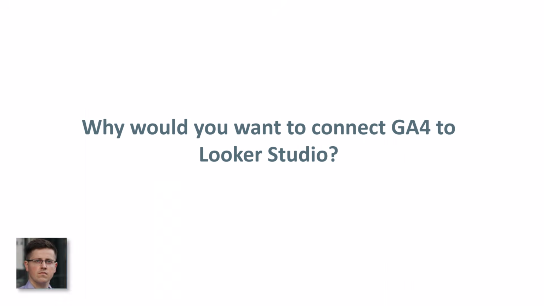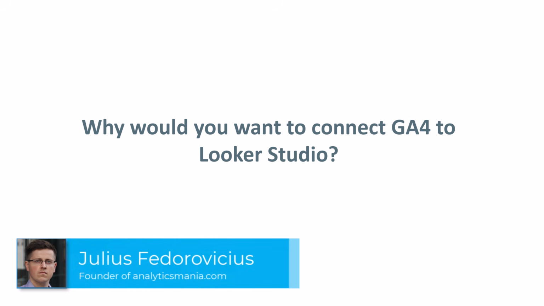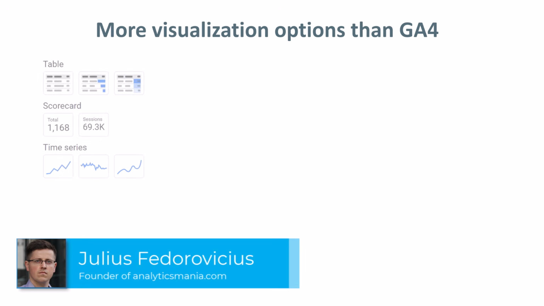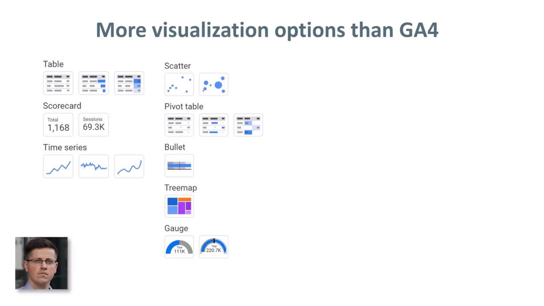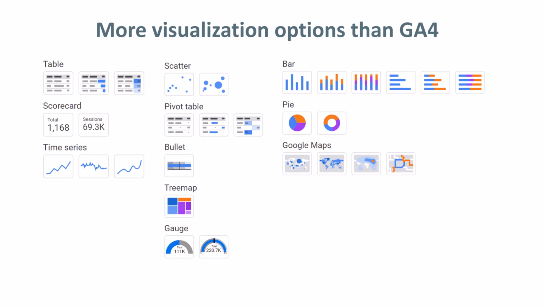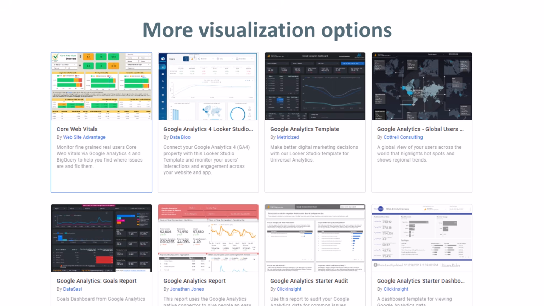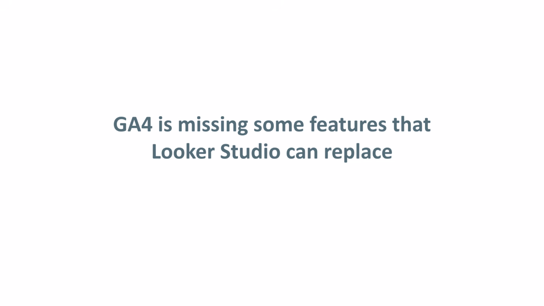So, you might be wondering, why would you want to connect Google Analytics to Looker Studio? The answer is that there are many more visualization options available here. Because in Google Analytics, you basically have tables, funnels, maybe some charts, but if you want to build more custom reports and maybe add multiple charts to the same report, you would not be able to do that. Plus, in Looker Studio, there are various templates that you can reuse and build reports visually the way that you want. So since there are some visualization features missing in Google Analytics 4, you can use Looker Studio to replace that.